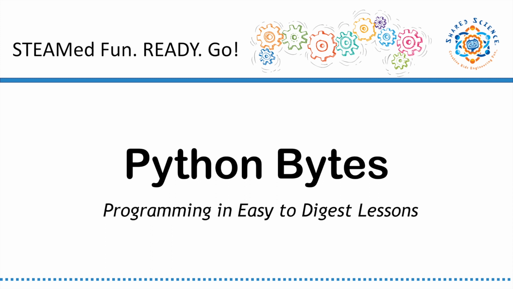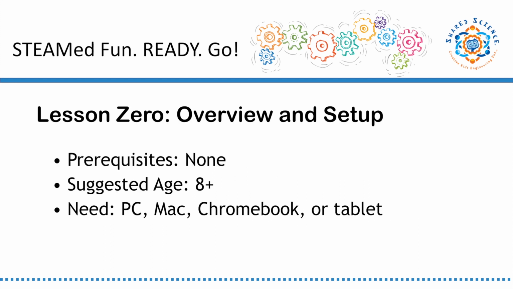You're watching Python Bytes, a series of short lessons to get you started programming in the Python language. This is Lesson 0, where you'll get an overview of Python and learn how to set up your computer to code. There are no prerequisites for this lesson. It's appropriate for ages 8 and above. You must be able to type and have basic computer skills. Grown-ups are welcome too. You'll need a computer, a Chromebook, or a tablet, anything that can run a browser. You could also use a smartphone, but it's going to be hard to see everything on the small screen.